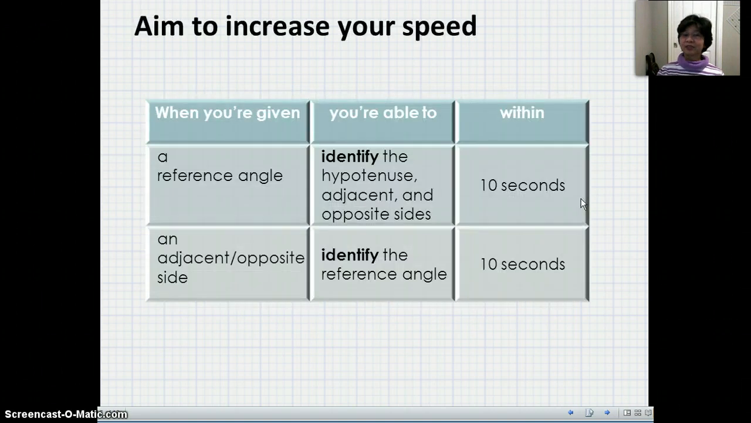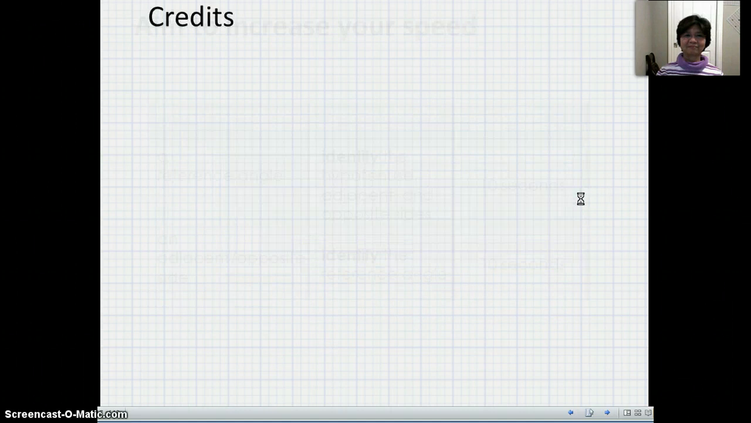You aim to increase your speed so that when you're given a reference angle, you'd be able to identify the parts of the right triangle within 10 seconds. Or when you're given the adjacent or opposite side, you can identify the reference angle within 10 seconds.